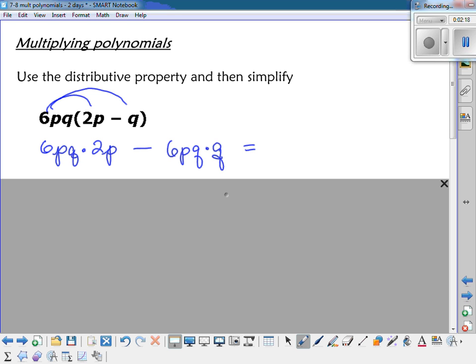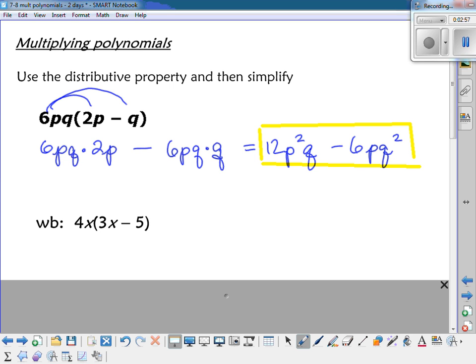And so for my first term, 6 times 2 is equal to what, everybody? 6 times 2 is 12. And then I have p times p, so that gives me p squared, and then just the 1q. That's my first term. And then the other one is just a 6, so minus 6, p, and then there's 2 q's, so q squared. So if you're comfortable doing that first step in your head, you can. But if you need to write it out, then write it out, okay? So on your whiteboards, I want you to try that after you've written this one down.